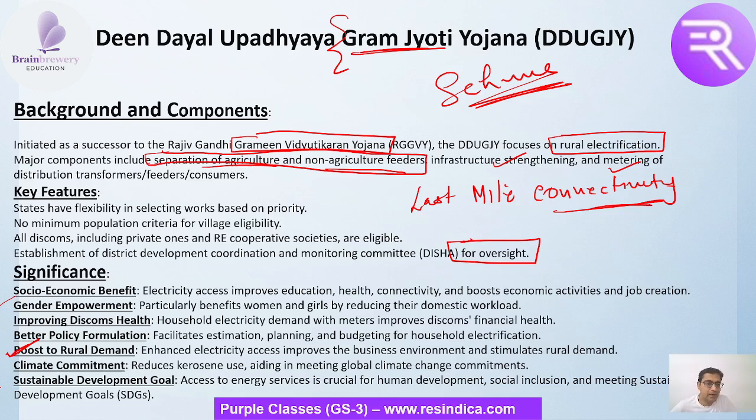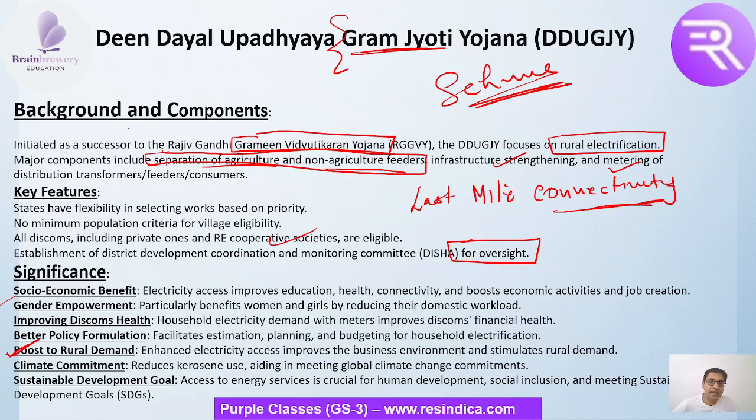Then climate commitment, because if electricity is not there, automatically they used to burn cow dung, wood, kerosene, and everything. So once electricity is provided, they will reduce kerosene oil and cow dung use and everything. So it will help their health, it will help the climate, and it will also help the country in achieving its goals.